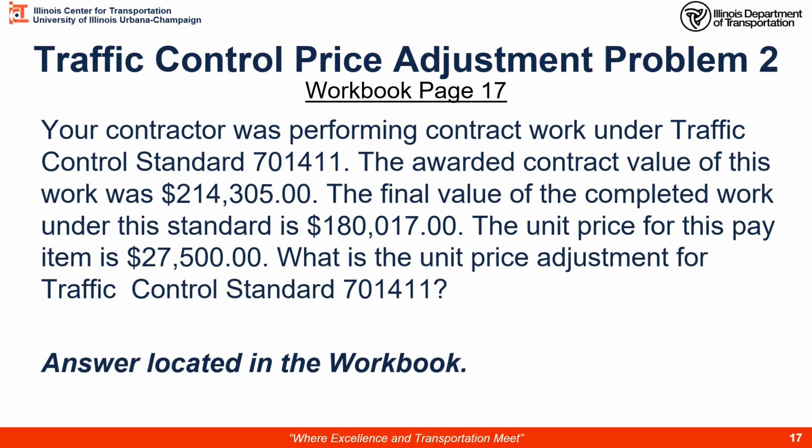Let's do another problem. This is workbook page 17. Again, same traffic control setup, same original bid. However, this time the final value is reduced. There was some work eliminated, so we have a lower value, and then we had the same bid price. So that we got the same questions. What is the unit price adjustment for traffic control?